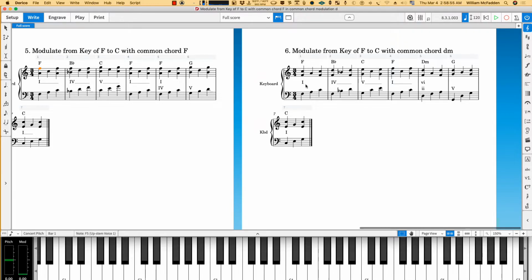So initially we're going to establish the key like we've been doing in the key of F, and then we're going to transition to the key of C by using the common chord, and the common chord happens to be the predominant. So here we go.